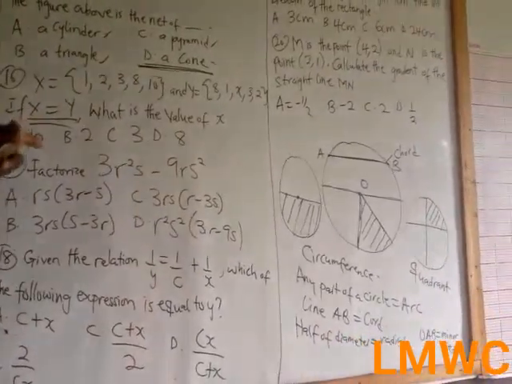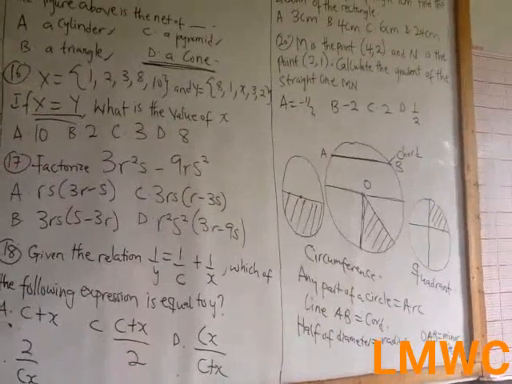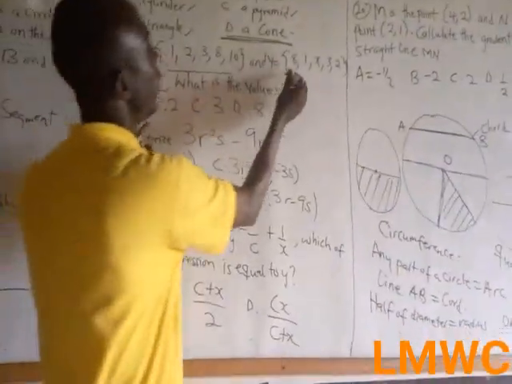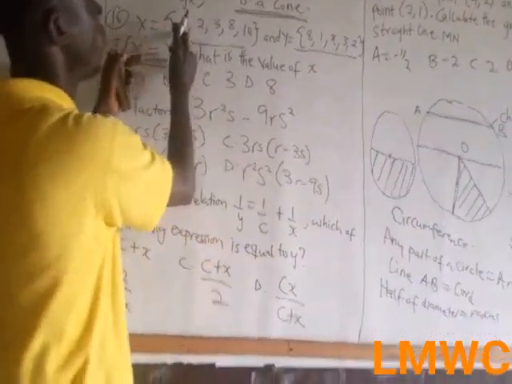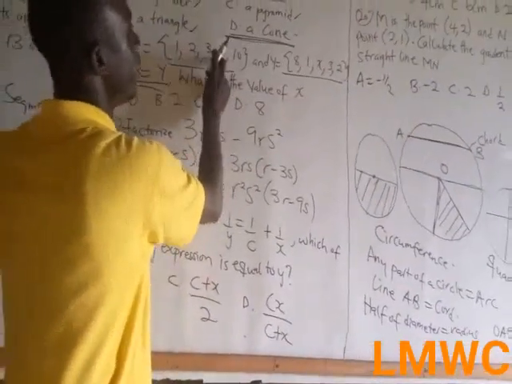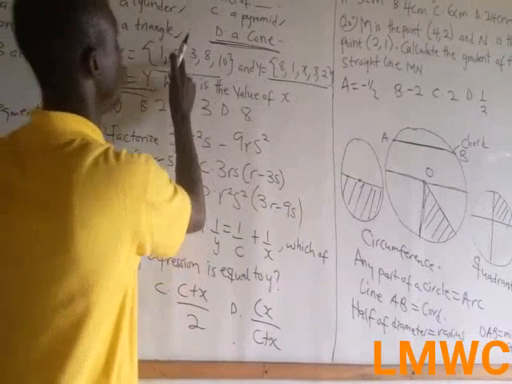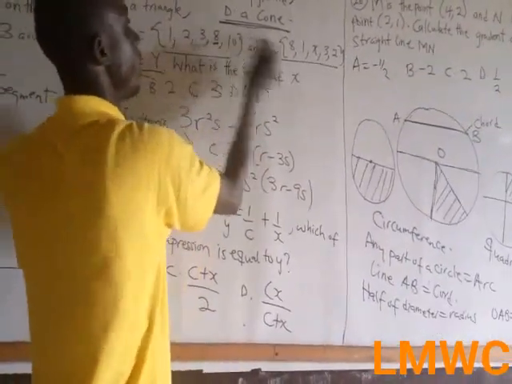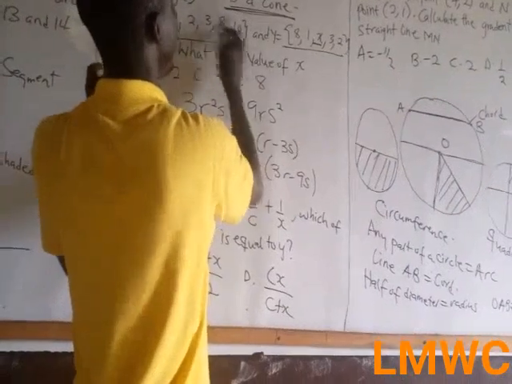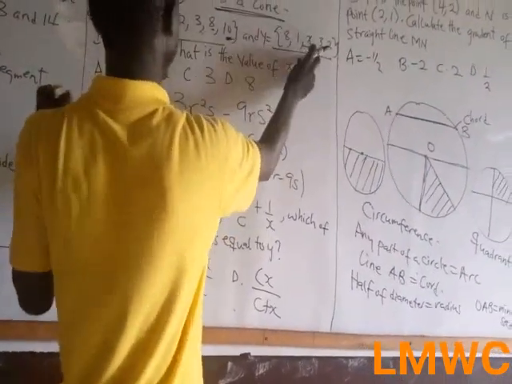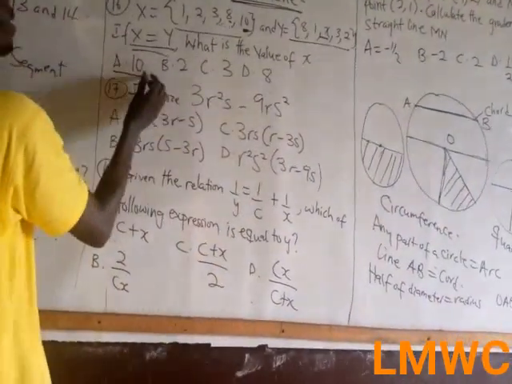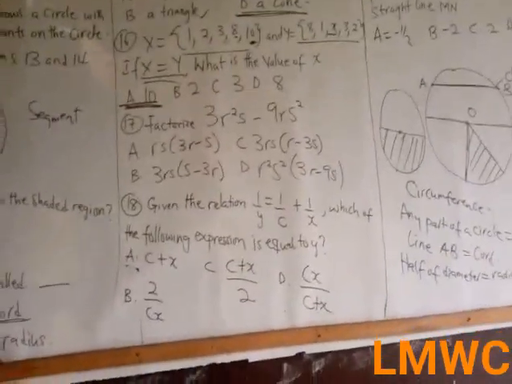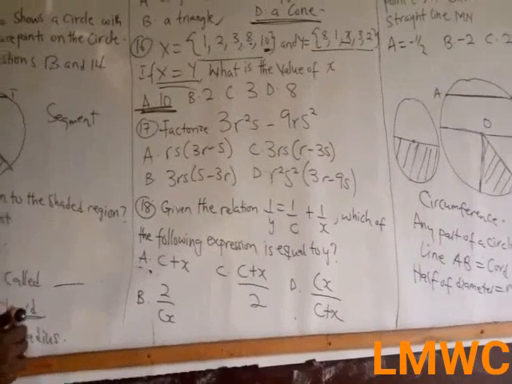What is the value of x? Now, you see they are saying the members here are equal to the members here. We have 1 here, 1 here, 8 here, 8 here. We have 2 here, 2 here, 3 here, 3 here. What is missing here is what? 10. 10 is missing in this set. So the answer is A.